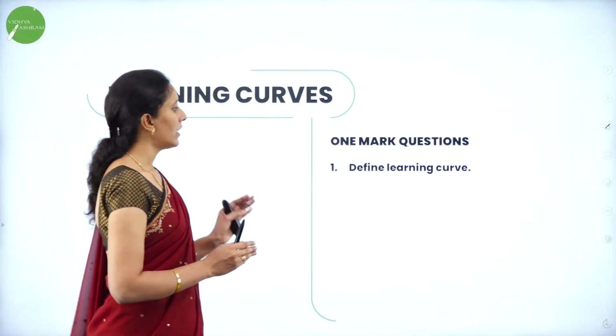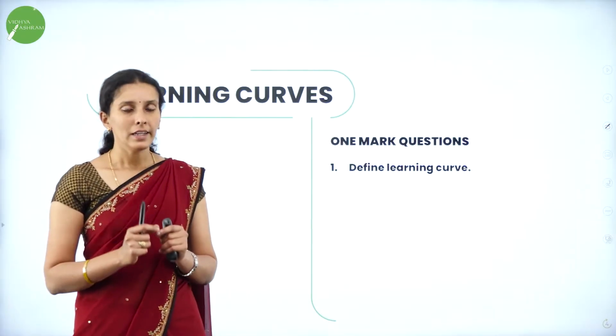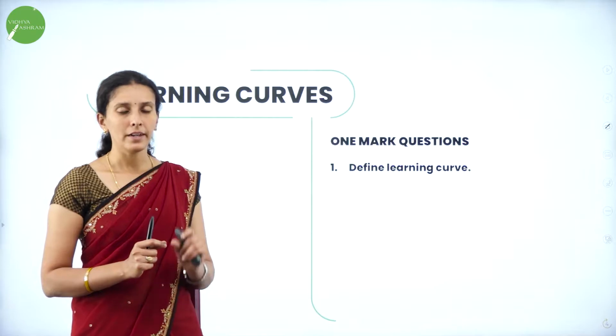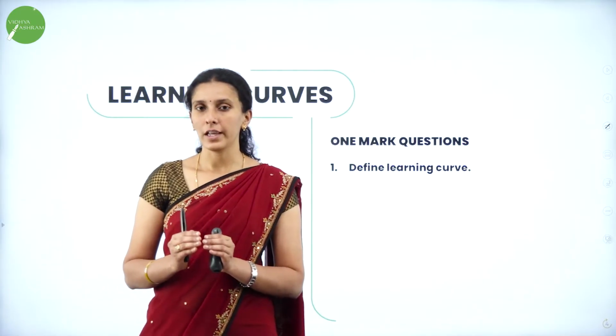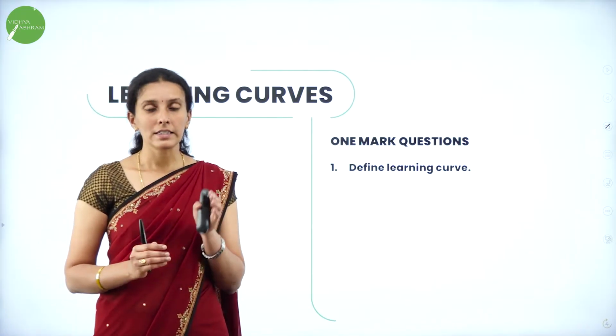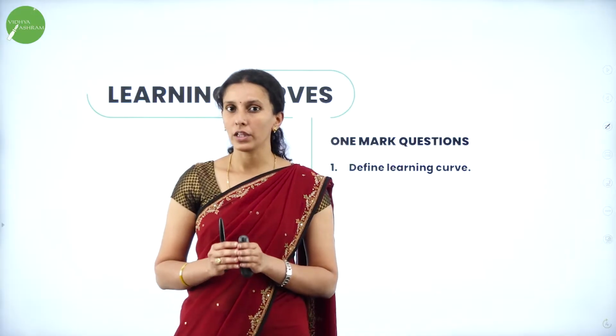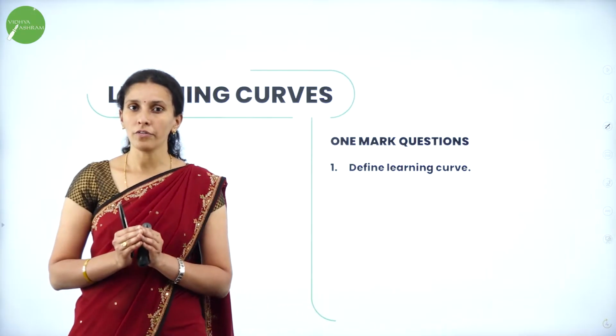Let's see here, define learning curve. So what is learning curve? So learning curve is nothing but it's a ratio between the decrease in average labor hours with respect to increase in the output. It is the curvilinear relationship between the average of labor hours to increasing of output.